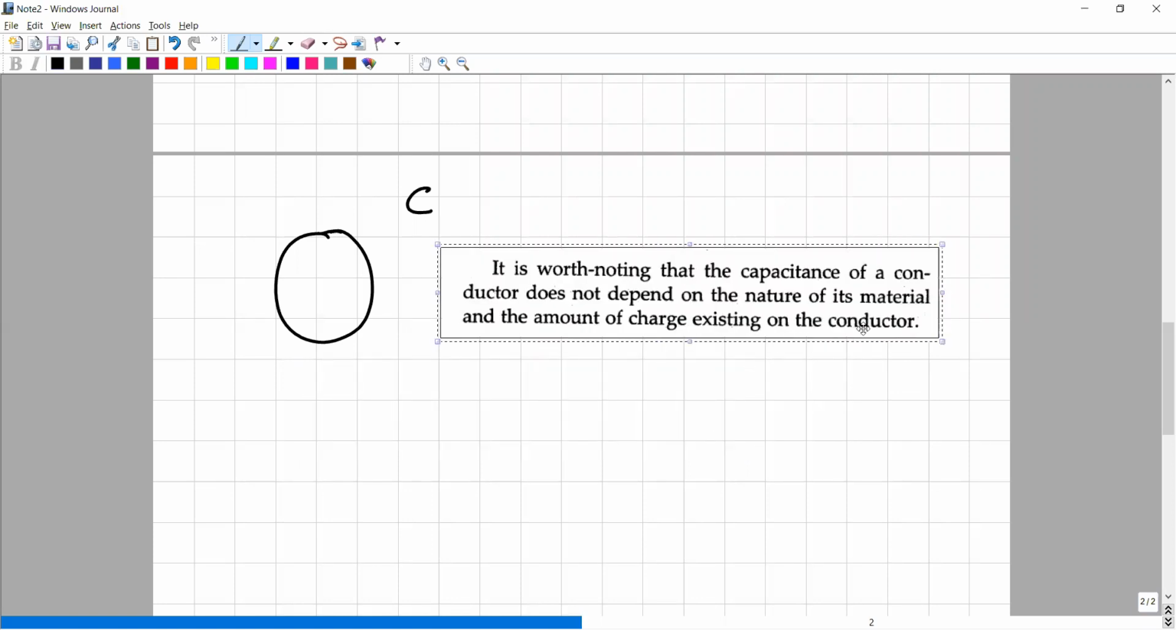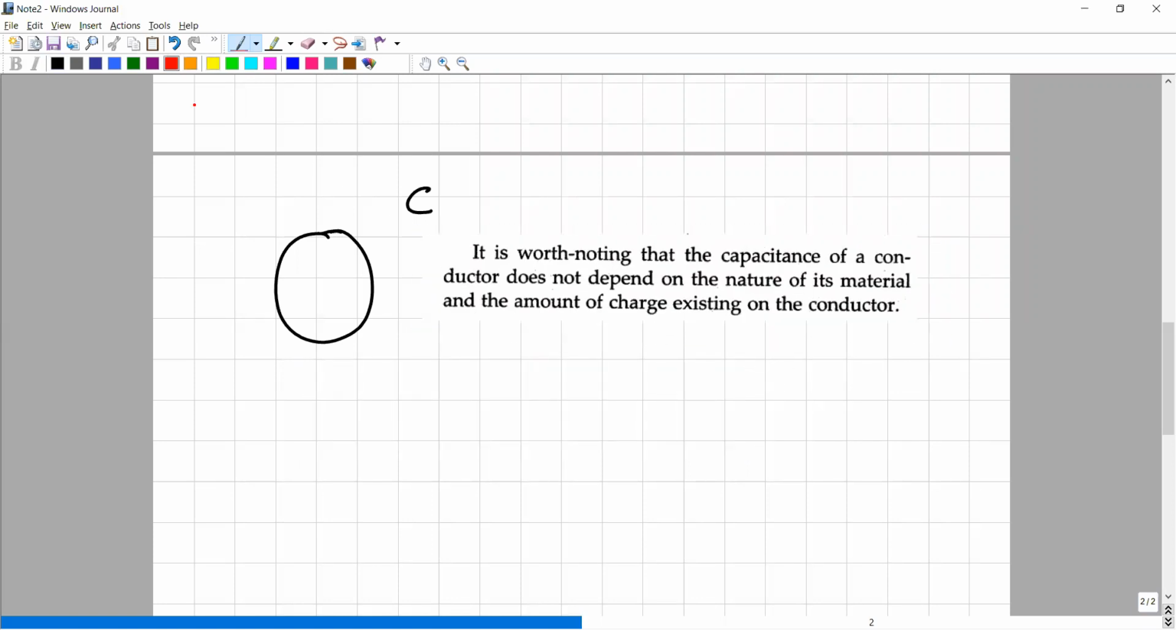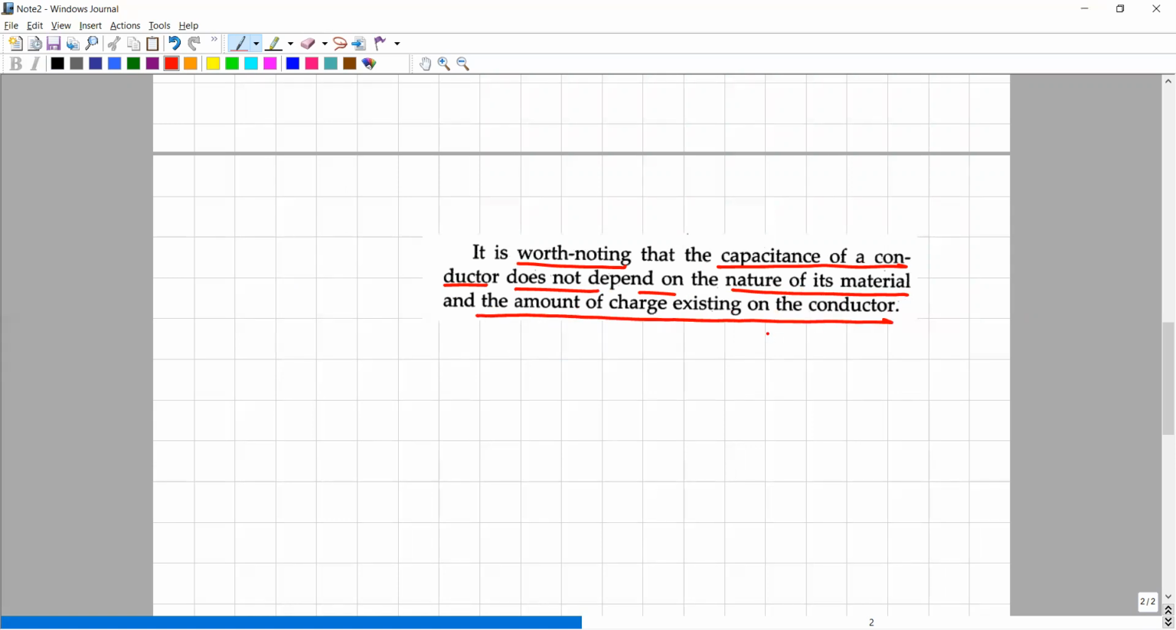Now, next point is it's worth noting that the capacitance of a conductor does not depend on the nature of the material. And it also does not depend upon the amount of charge existing on the conductor.